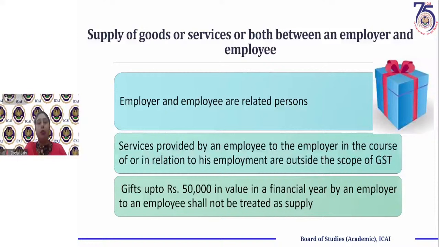as supply. Now, again, here, para 2 says in this relationship of employer and employee, para 2 says that if any employer is giving a gift to its employee up to a value of rupees 50,000 in a financial year, it is not a supply.